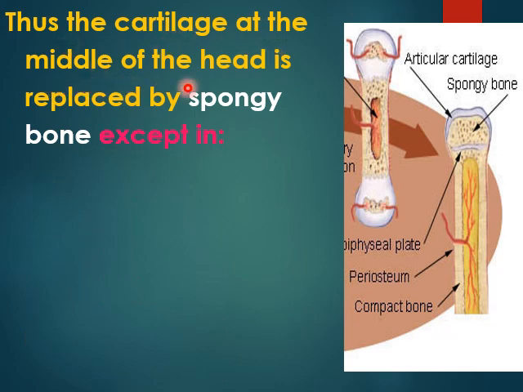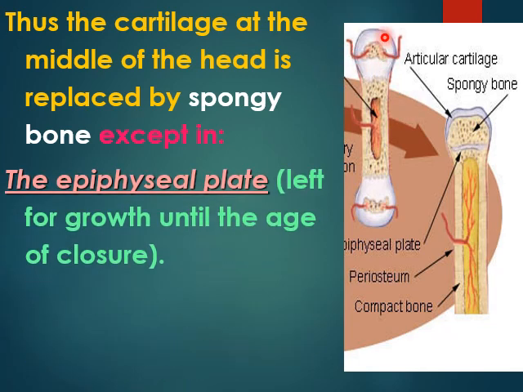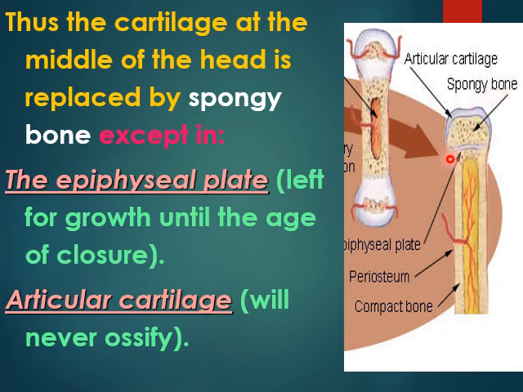Thus, the cartilage in the middle part of the head is spongy bone, except the epiphyseal plate, which is still cartilage till the age of around 21 and closes at the age of 21 years. The articular surface stays hyaline cartilage forever and never ossifies, to allow easy movement of the joint.